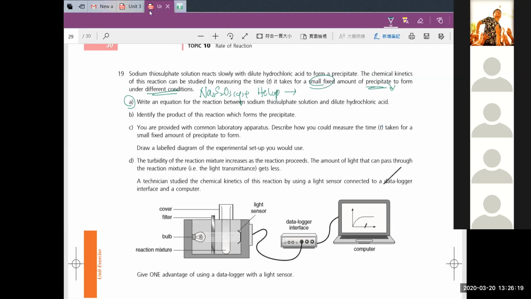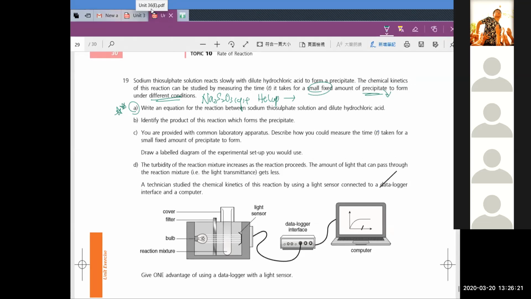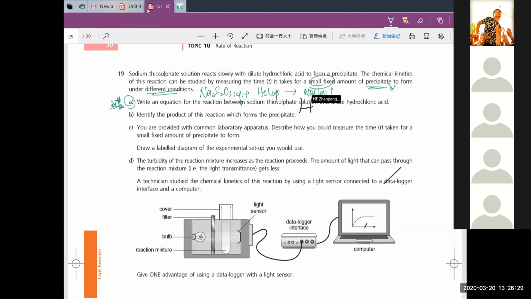Now I would request you guys to memorize this one well for that equation. This is NaCl and then SO2. The precipitate, what's that? It is colloidal sulfur. And finally, water. So you are going to balance that equation. So we have got 2 Na, right? So you have the 2 here, and that's it.